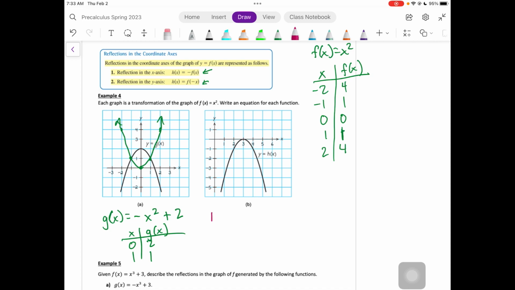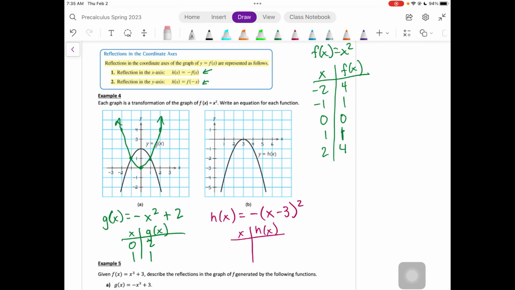All right, so now we're going to take a look at h of x. Again, we have reflected over the x-axis, so it's negative x squared. And then we have shifted to the right 3 units. So in this x value, we need to put x minus 3 because we're shifting to the right, okay? And then again, you can check your answer by plugging in some points.